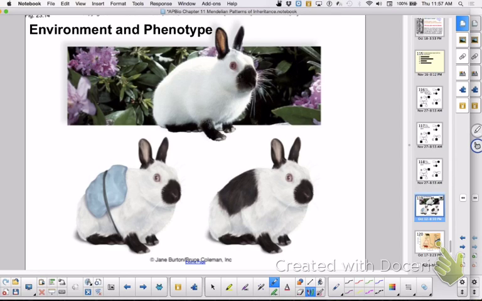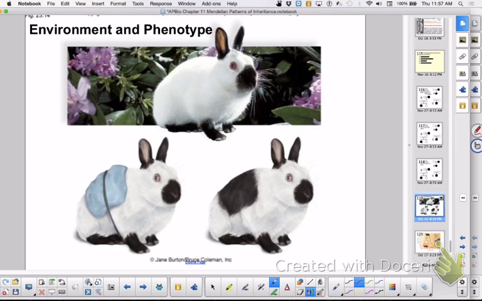And then the last part: environment and phenotype. On this, you have a Himalayan rabbit, and what they did is they shaved the back of the Himalayan rabbit and put an ice pack on his back, and then when the hair grew back in, what color did it grow back in as? Black. Remember when I talked to you about how the environment could affect those multifactorial, polygenic traits? So this is an example where the environment could influence it. In this case, the hair is growing back black in that area.